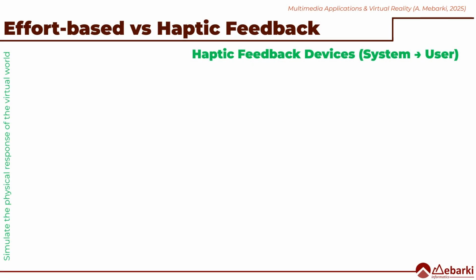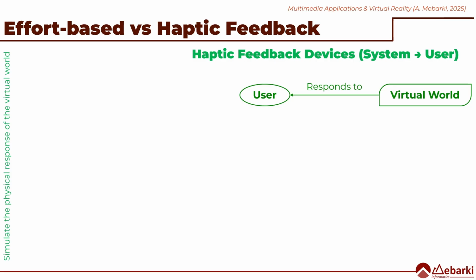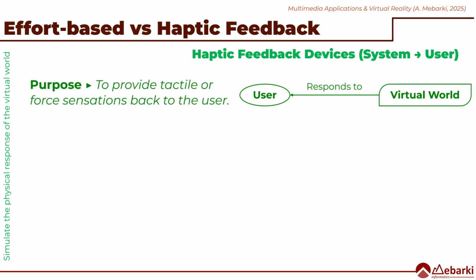Haptic feedback devices correspond to the direction of interaction from the system toward the user. These devices define how the virtual environment responds physically to the user's actions. When we refer to haptic feedback devices as describing how the virtual environment responds, we mean that the system actively generates sensations perceived by the user's body. Unlike input mechanisms, which only observe the user, haptic feedback devices intervene by stimulating the user's sensory system in order to convey information about virtual events or object properties.